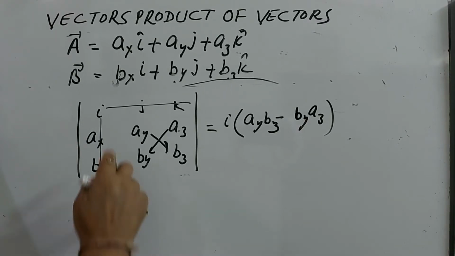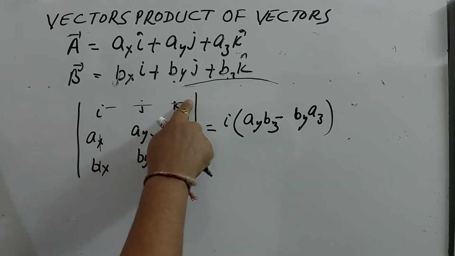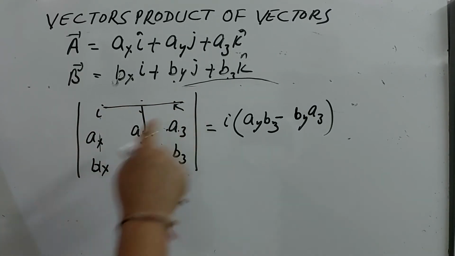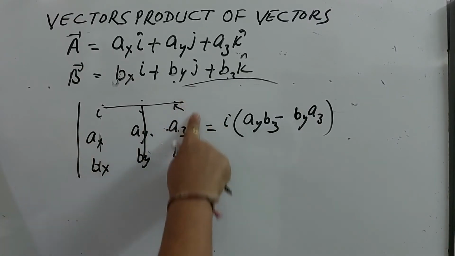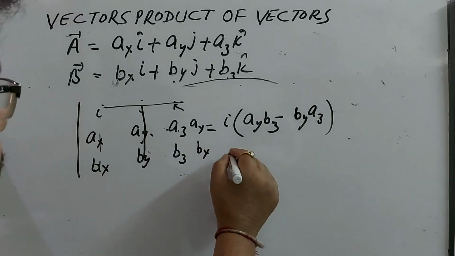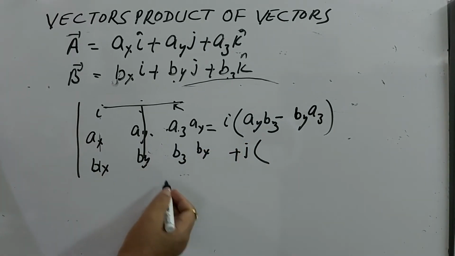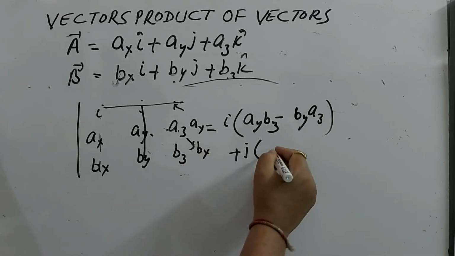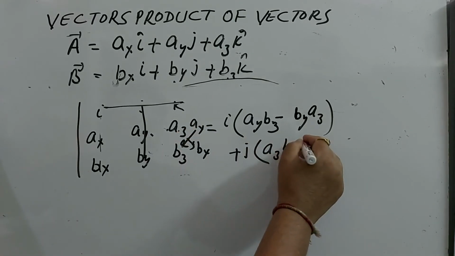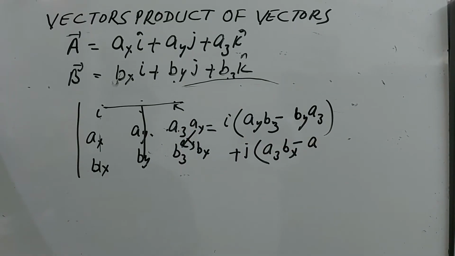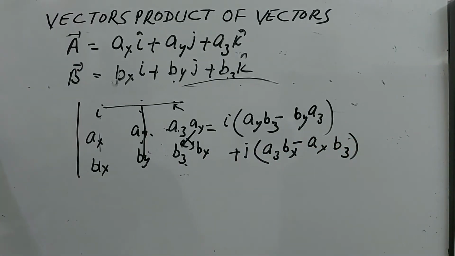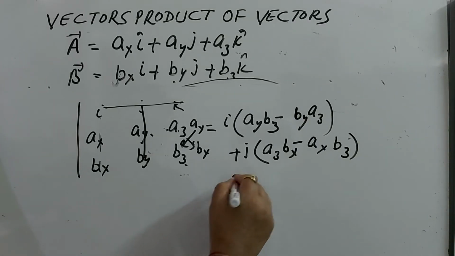And similarly for the second term, now you leave this line and this line, and better you write this once again, you write here ax and bx. Now the second term is plus j, now you multiply this and this is positive, this is az bx, and this will be negative, minus ax bz. Now the third term will be k.